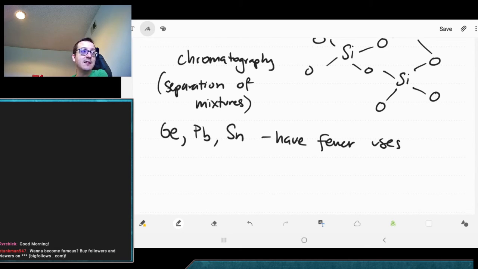Tin as well is used less often than it used to be. Tin's main use now, I think, is in toothpaste. It's a very good anti-cavity, anti-gingivitis ingredient to have with fluorine. So tin 2 fluoride is very common in toothpaste. Germanium I don't know as much about.